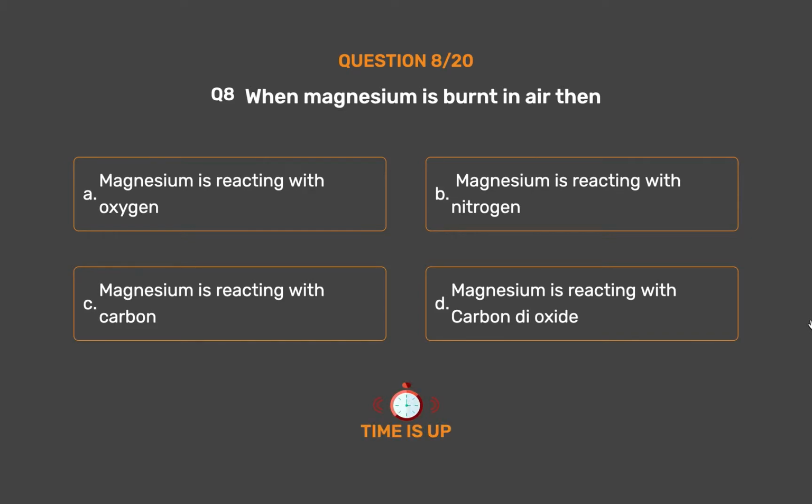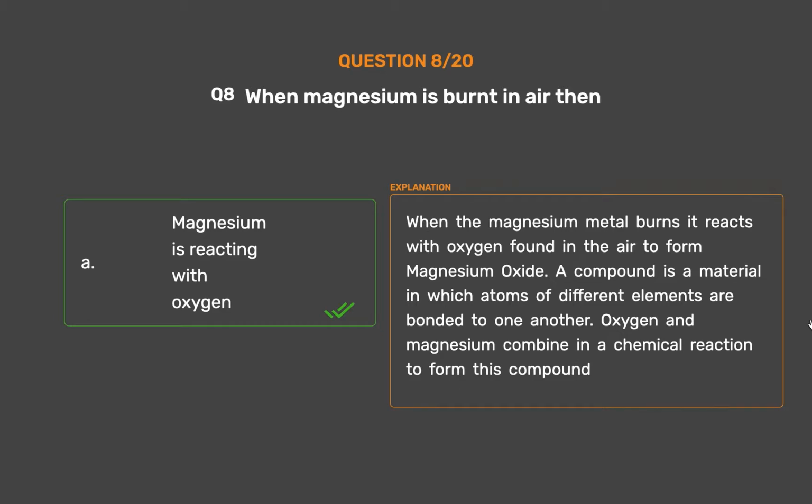The correct answer is Option A. Magnesium is reacting with oxygen. When the magnesium metal burns, it reacts with oxygen found in the air to form magnesium oxide. A compound is a material in which atoms of different elements are bonded to one another. Oxygen and magnesium combine in a chemical reaction to form this compound.